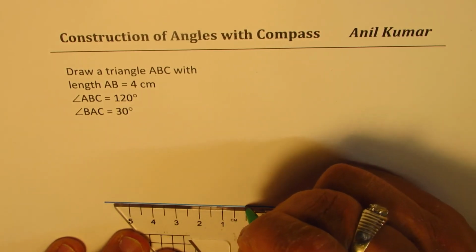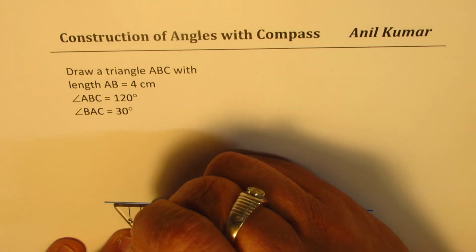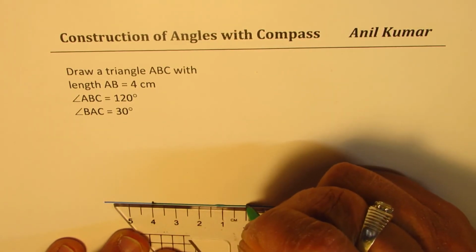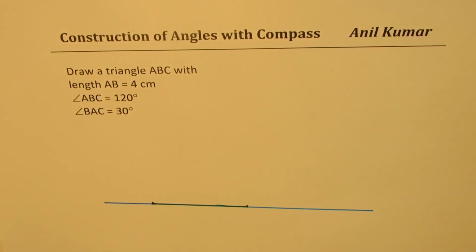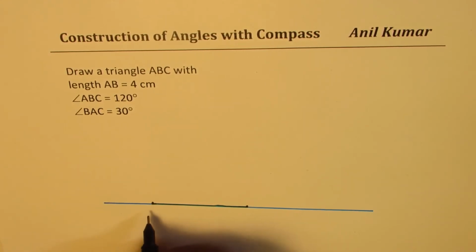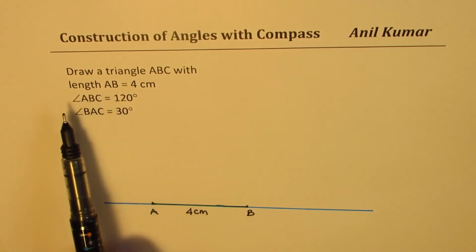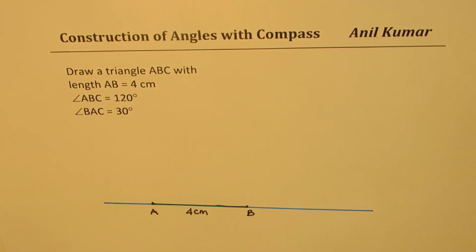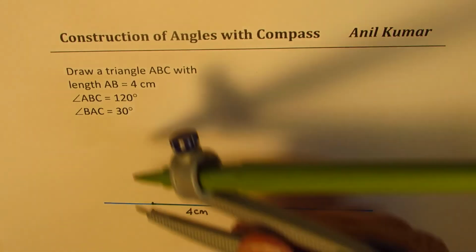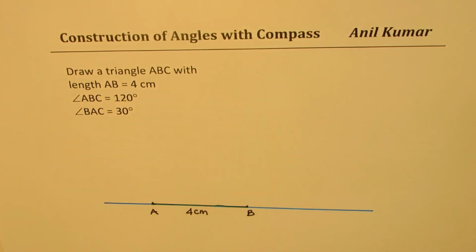So we are marking from 0 to 4, this point, right? So that gives us A to B, right? So what we have got here is our line segment 4 centimeter long. So this is A and that is B, and the length between them is 4 centimeters, correct? So we have done the first part of making the base of the triangle ABC as AB of length 4. Now we need to construct an angle of 120 degrees at B. How do we do that?